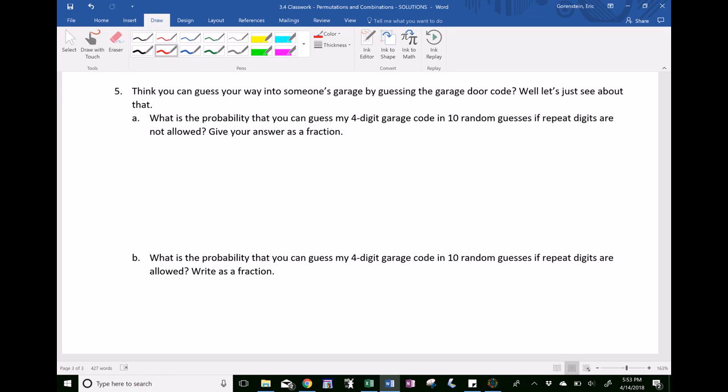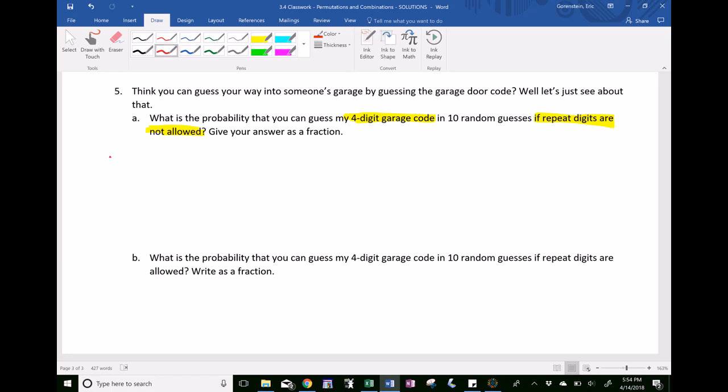So what counting process are we using here? It's a 4-digit code, which means you have to type the 4 digits in the correct order, so order matters, and repeats are not allowed. So order matters, no repeats. This is a permutation. So the number of possible garage codes, we'll use permutations to count that.